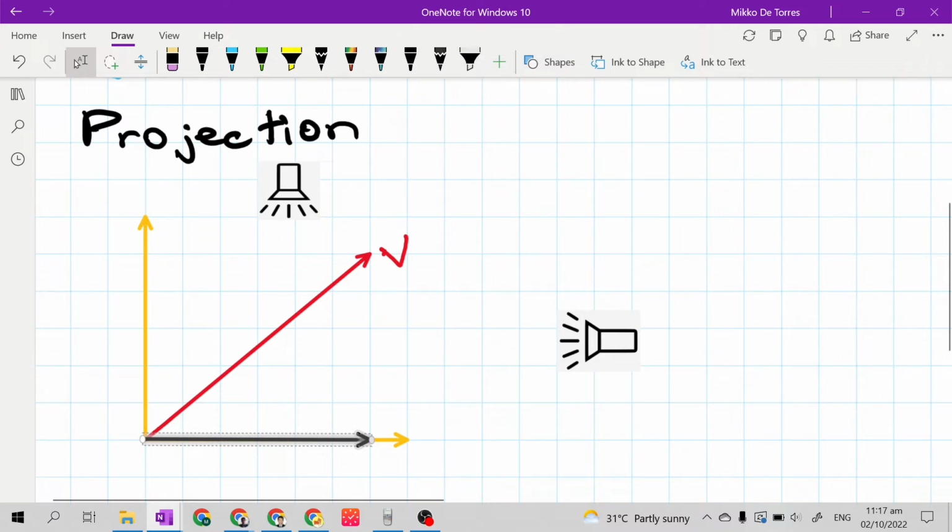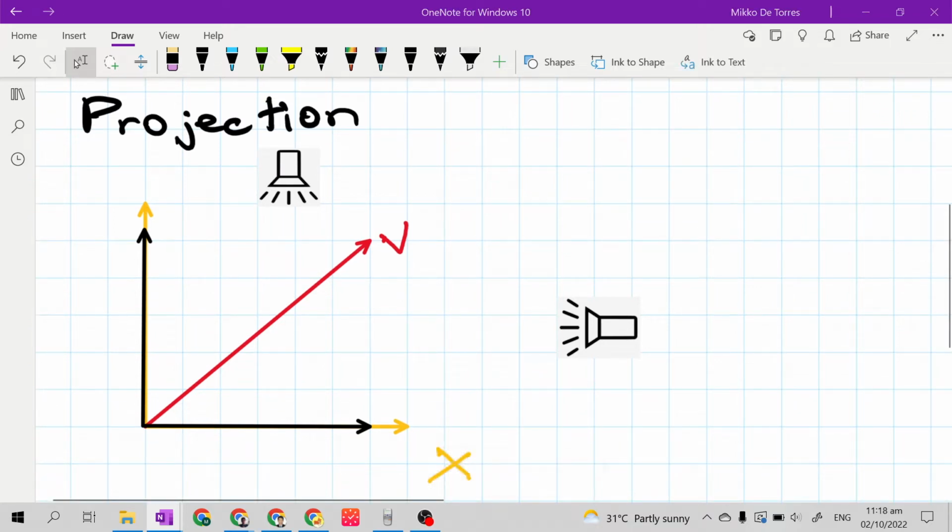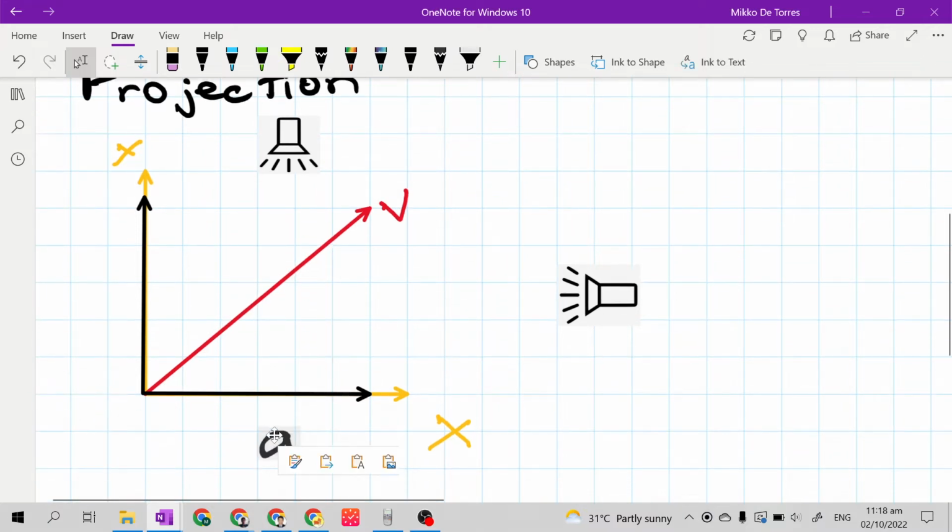The same with the light from the right side. It will make a shadow at the y-axis. Okay. So this is the x-axis, and this is the y-axis. So we will name the shadows projection A at the x-axis and projection B at the y-axis.